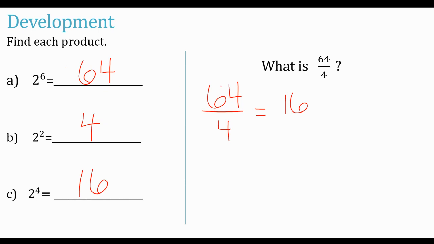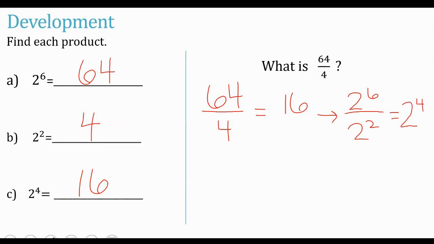So we know that 64 is the same as 2 to the 6th. I'm going to rewrite this using those exponents. So 2 to the 6th. Now 4 is the same as 2 squared. And 16 is the same as 2 to the 4th.